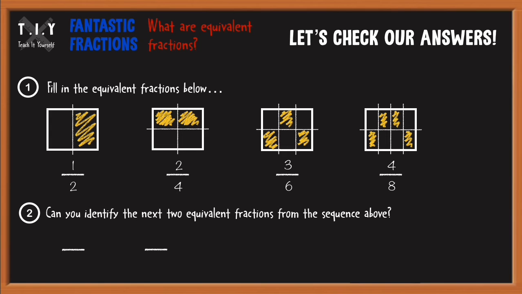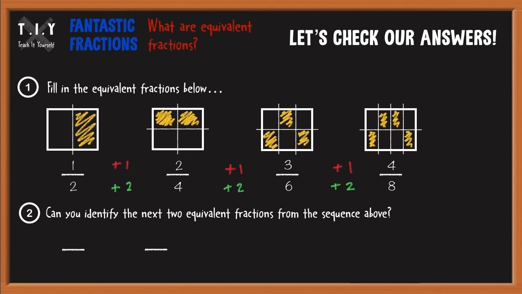Question 2 asks us to identify the next 2 equivalent fractions from the sequence. If we have a look at the 4 fractions in question 1, we can see 2 patterns. The numerators are increasing by 1 each time. The denominators are increasing by 2 each time. We can use this to find the next fractions in the sequence.